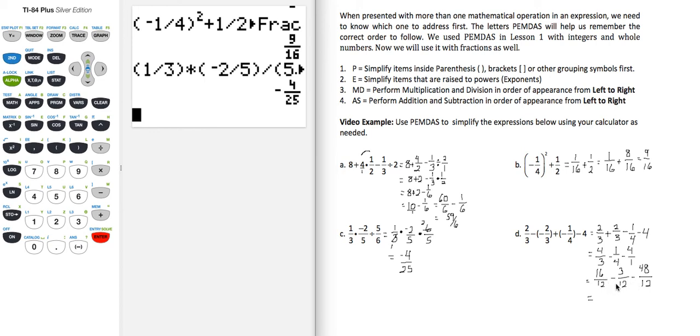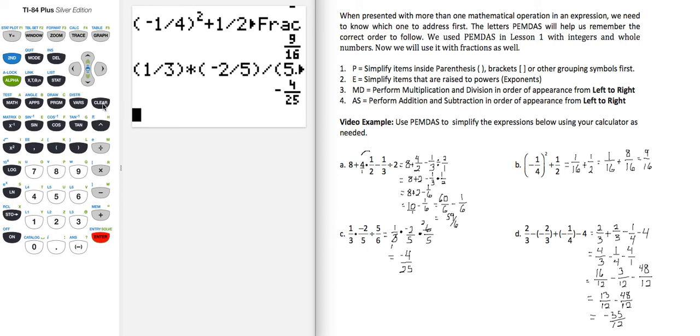Moving left to right, in the order that it appears, subtraction and addition. I have common denominators, so I can combine the numerators. 16 minus 3 is 13 twelfths, minus 48 twelfths is what's left. I'm going to combine 13 minus 48 over 12, which gives me -35 over 12. No common factors between 35 and 12. This should be my final result.